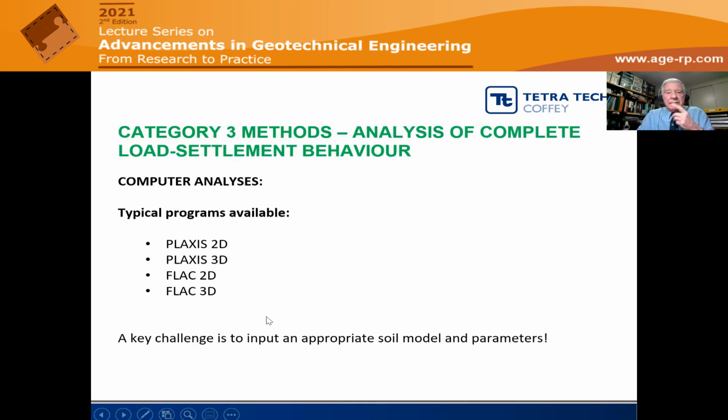And finally, we just need to recognize that these days we have a formidable array of methods of computer analysis that are available to us. I've listed here 4 commercially available programs: the 2D and 3D Plaxis and the 2D and 3D FLAC programs. Plaxis, of course, is finite element. FLAC is finite difference. And they are extremely versatile. And really the key challenge here is to develop an appropriate soil model and get the right sort of parameters.